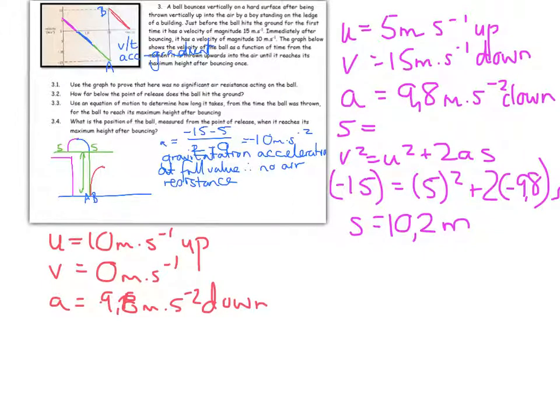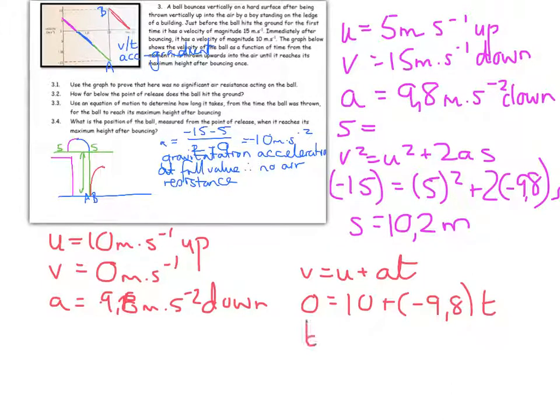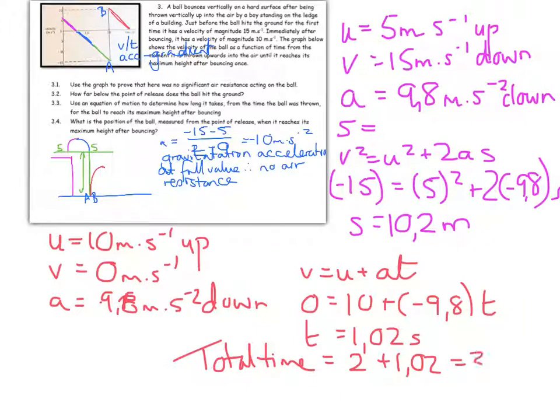I'm interested in the time. v is equal to u plus at. 0 is equal to 10 up plus minus 9,8 because it's down, t, and my t comes out to be 1,02 seconds. If you use 10, obviously it would have come out to be 1. I then say total time is equal to 2 plus 1,02, which is equal to 3,02 seconds.